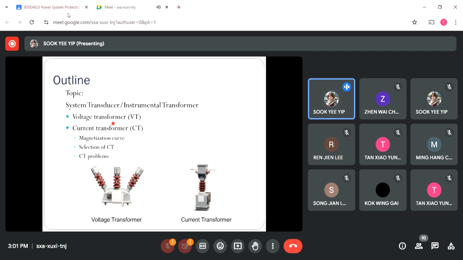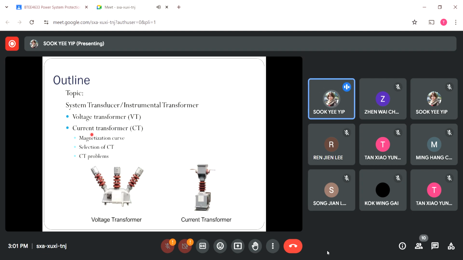Magnetic types. Another one is capacitor types, voltage transformer. So the basic operations of these two different types of voltage transformer will be introduced to you, as well as its purpose in the electrical power system.